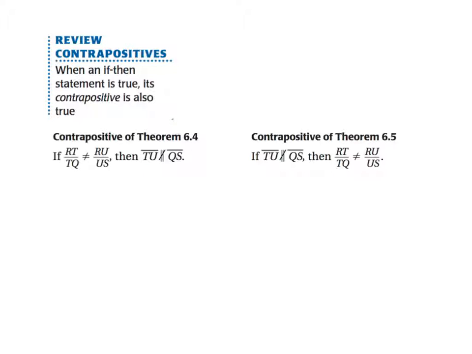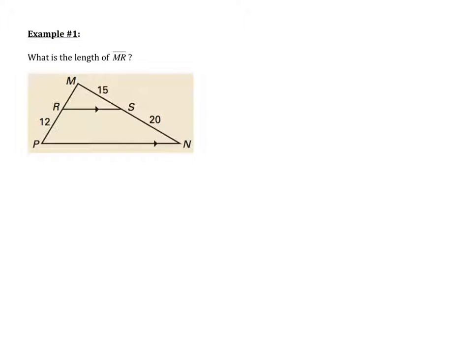So the contrapositive of theorem 6.4 is, if you know that RT over TQ does not equal RU over US, then you know that the two lines are not parallel. And the contrapositive to theorem 6.5, if you know the two lines aren't parallel, then you can automatically conclude that the sides are not proportional. Let's put all of this to use.